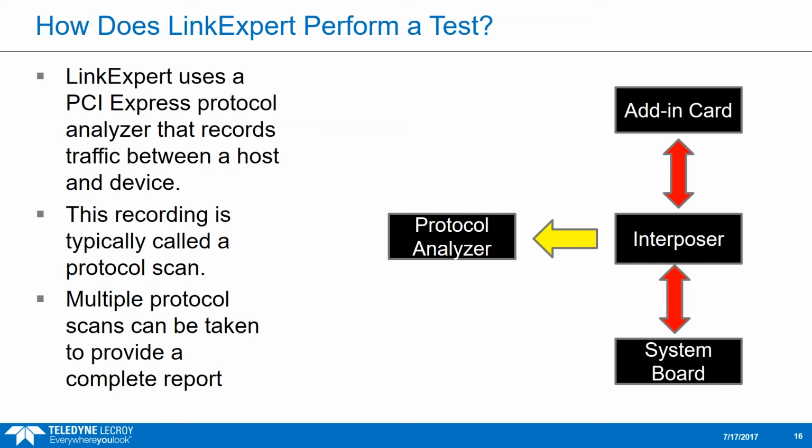Depending on your application, whether you be military, industrial, or straight computing, you may use the CEM form factor or the XMC or VPX or multi-lead or some other type of connector. But all of these are ways to get information into the protocol analyzer. And of course, your add-in card, or the DUT, is put on the interposer, which is put between the add-in card and the system board. And that's how we take a measurement.